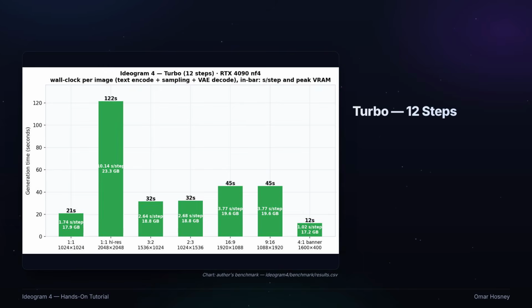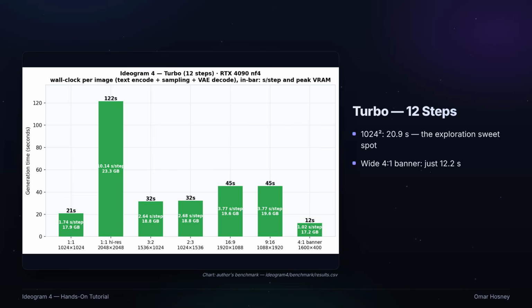Turbo mode first. At the standard 1024 square, an image takes about 21 seconds, fast enough to iterate on ideas comfortably. A wide 4:1 banner is even quicker at 12 seconds, because what matters is total pixel count. And that's the headline lesson hiding in this chart.